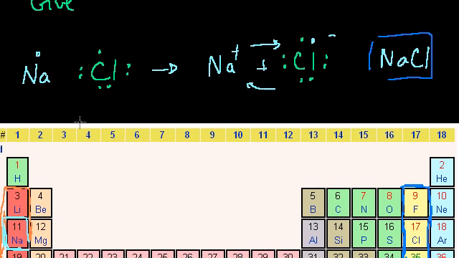Now that's the situation where one guy really wants to offload an electron, one guy really wants to take it. What happens in the situation where they're not as extreme in their views on whether or not they want to give or take electrons? So let's think of a few other examples.